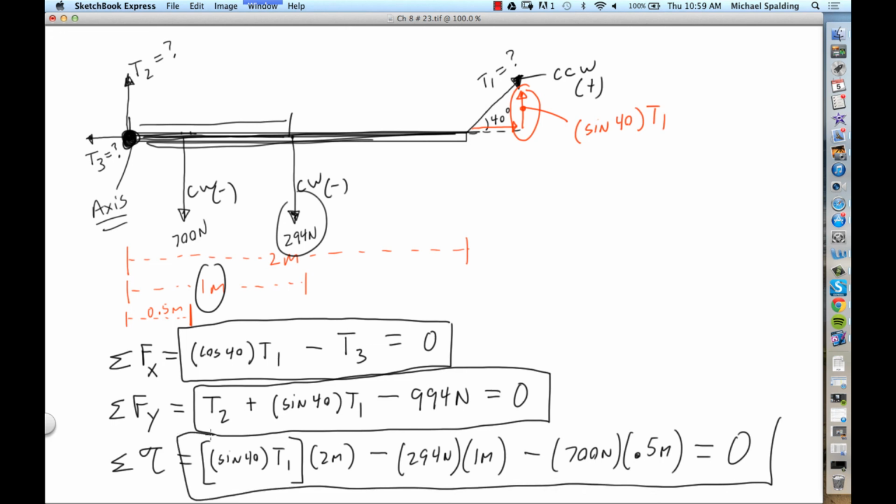Now what happens if they don't cancel to 0, just so you're smart? What happens if the torques don't cancel? What would be happening? It'd be rotating with an angular acceleration. Okay, but that's not going to happen.